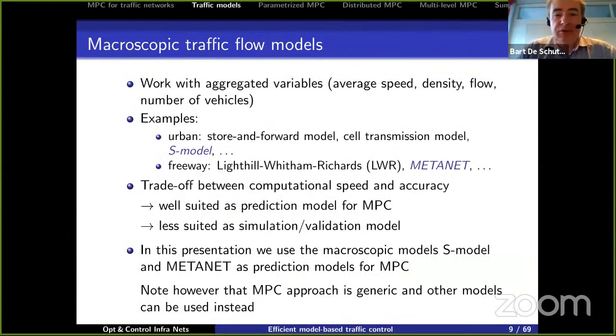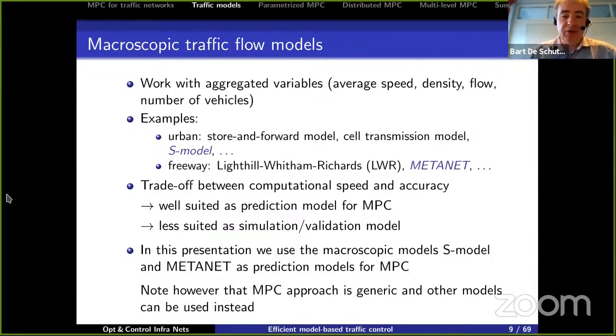Another way to consider models is to work with aggregated variables. I indicated that you might consider links, and the links can be divided in segments. In every segment, you may look, for example, at the average speed, the average density or flow, or if you look at an urban network, at the number of vehicles or at the queue lengths. We will consider two types of models. For urban models in the literature, we have store-and-forward models and cell transmission models. In today's lecture, I will briefly tell a little bit more about the so-called S model.